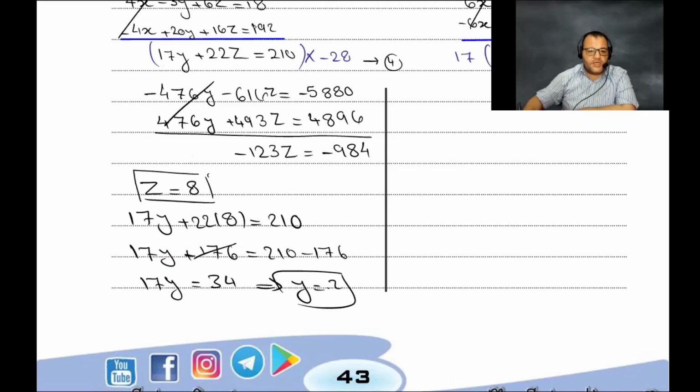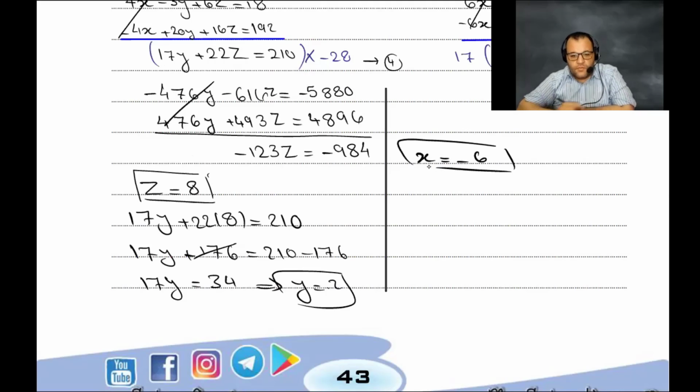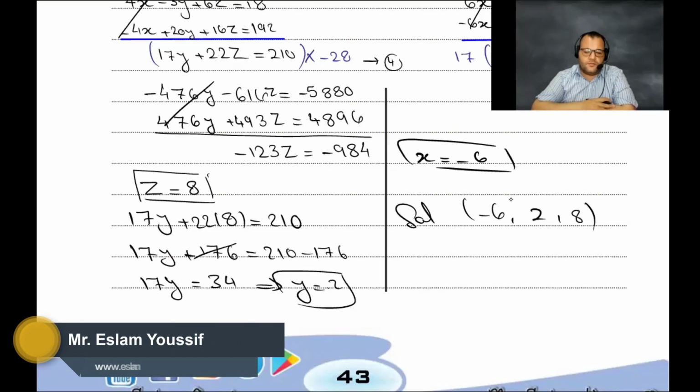By using y and z at equation number 1 or 2 or 3, then we can find the value of x. Any problem? No. So x will be equal to negative 6. x is equal to negative 6. So the solution will be negative 6, positive 2, and 8.